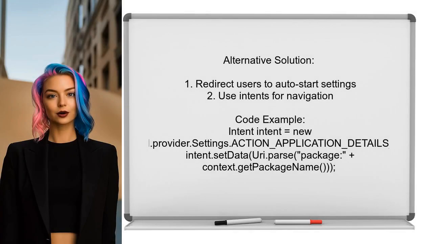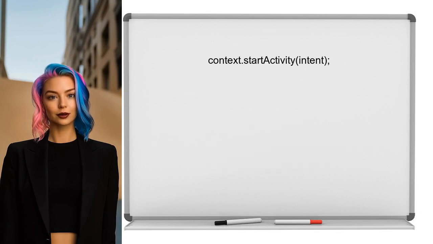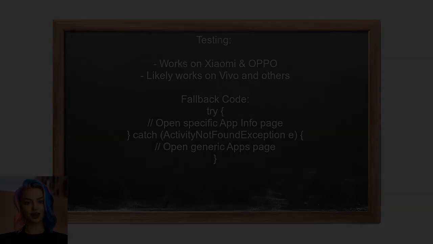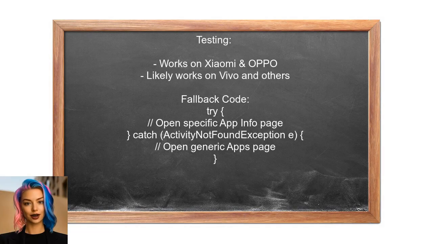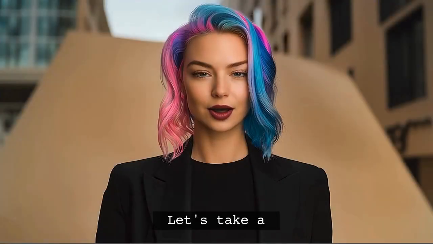An alternative approach shared by another user suggests that while you can't check if auto start is enabled, you can redirect users to the auto start settings. This can be done using specific intents. They tested this method on Xiaomi and Oppo devices and believe it will work on other custom UI devices as well. If the specific app info page isn't found, it will redirect to the general apps page. That's it for that answer. Let's take a look at another one.